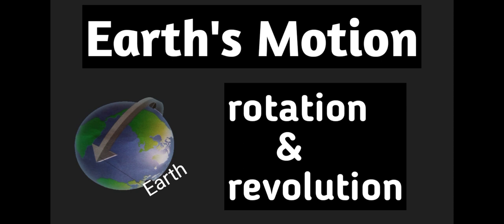One rotation of the earth around its axis takes 1 day. One revolution of the earth around the sun takes 1 year.